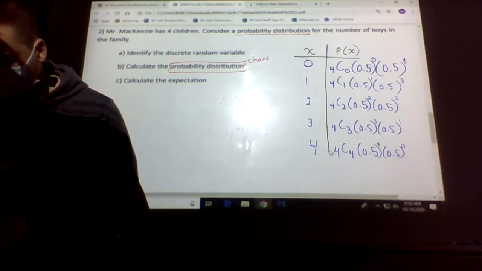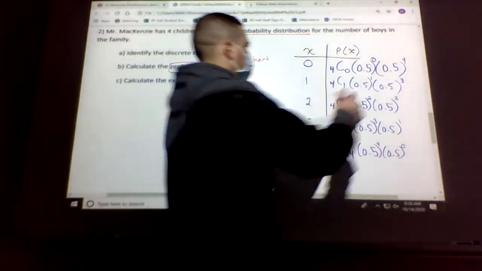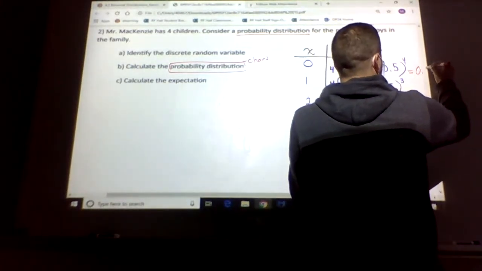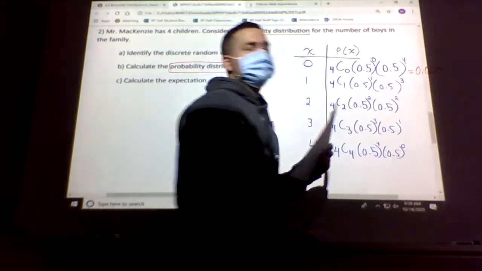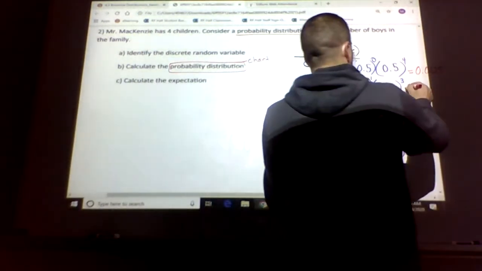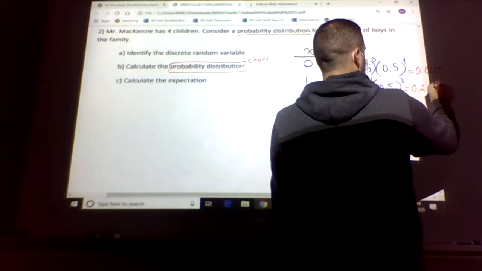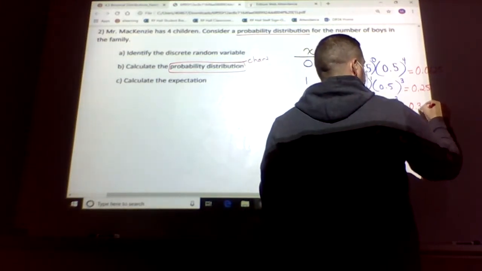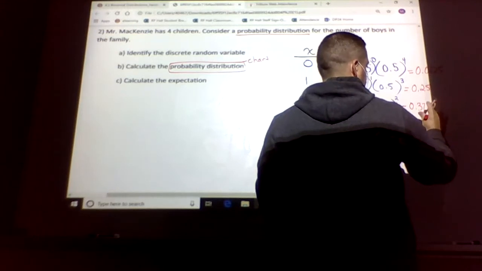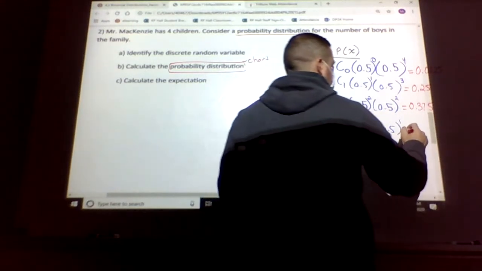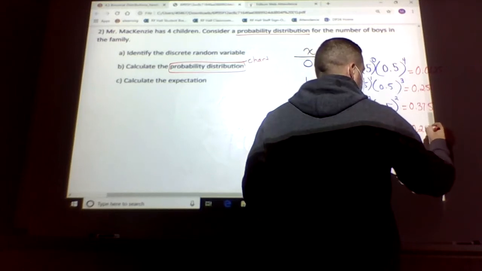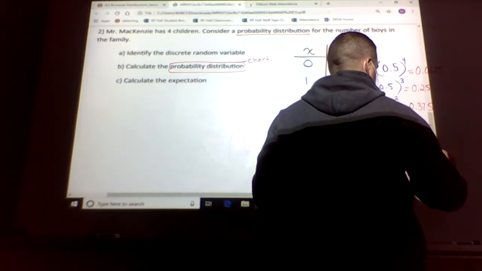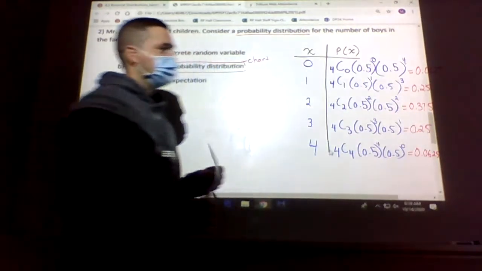Can I have all the answers here? So I'm just gonna write them out. So to have all females and no males, it'd be 0.0625, or you could just say 6%. One male, 25% chance. 2 males, 2 females, 37.5%, or 0.375. 3 males and 1 female is 25%. And lastly, 4 males and no females, 0.0625.